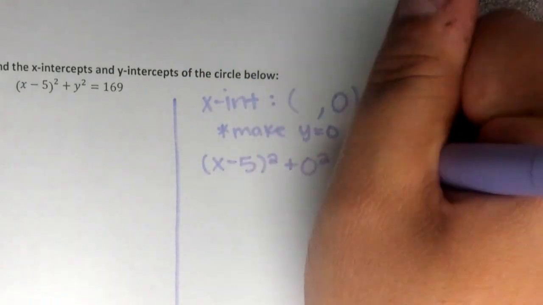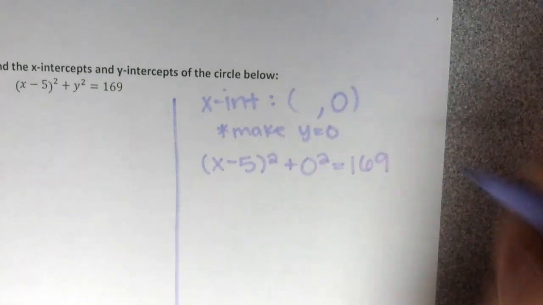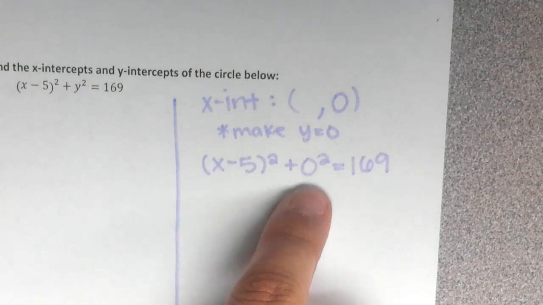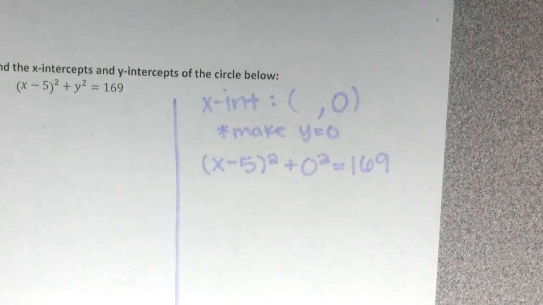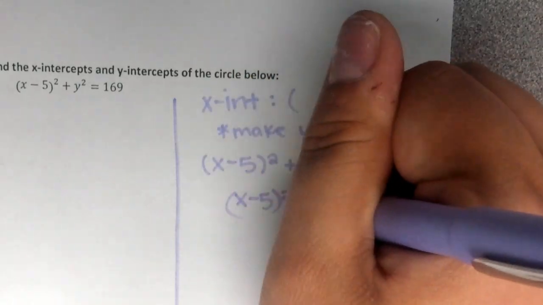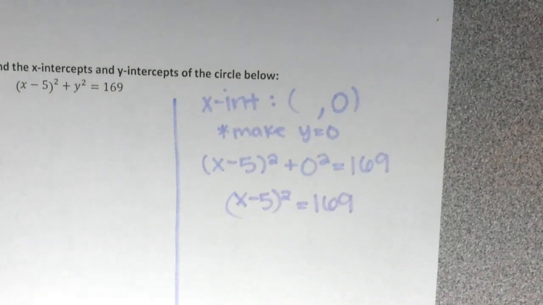Plus 0 squared equals 169. I am making y equals 0 right here. Do y'all agree with that? Yes. This is going to give me x minus 5 squared equals 169. What do I do now?